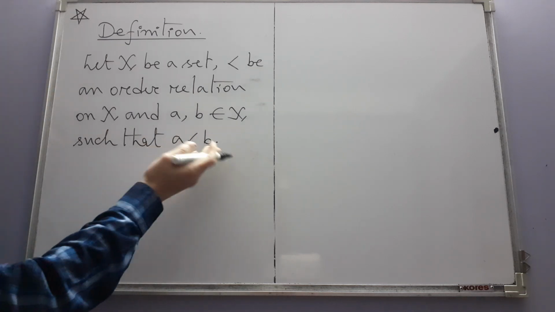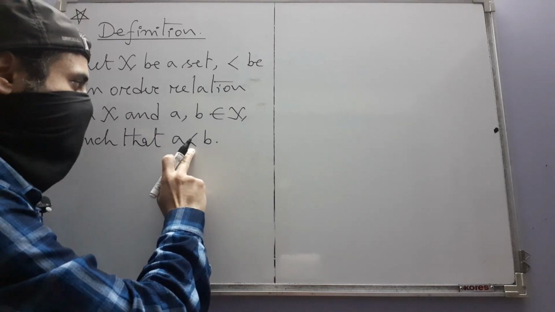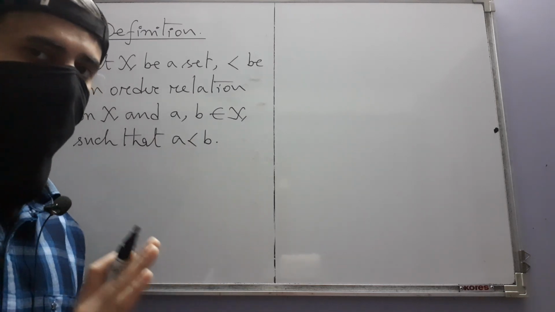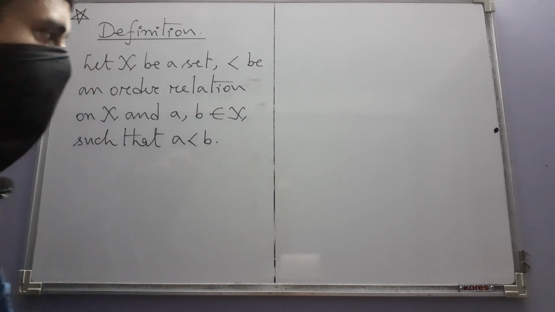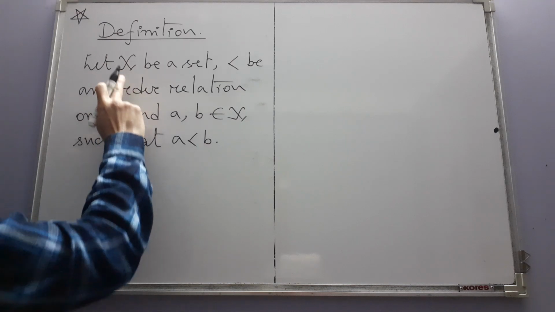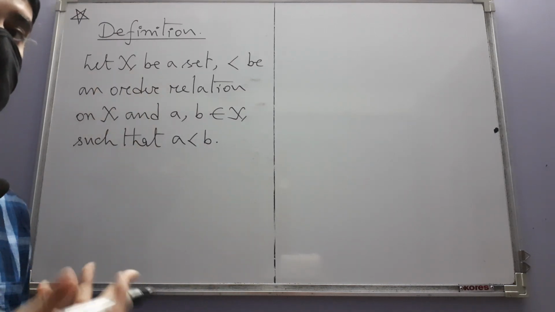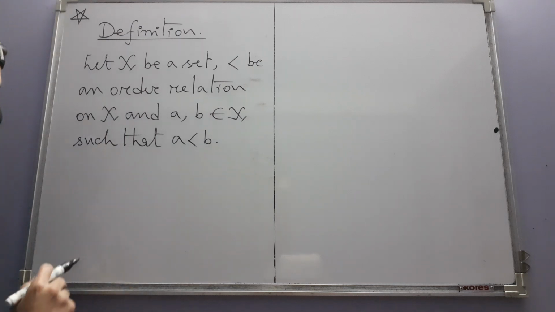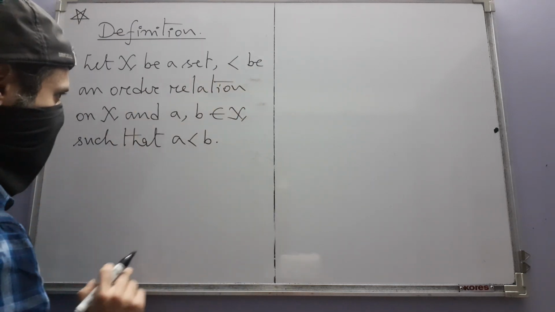If you want, you can say A is less than B, while at the same time keeping in mind that this is not our ordinary less than relation that we have in the set of real numbers, for example. That's because the objects in the set X may not be numbers. They may in fact be vectors or functions, or something else. So this is a general order relation.